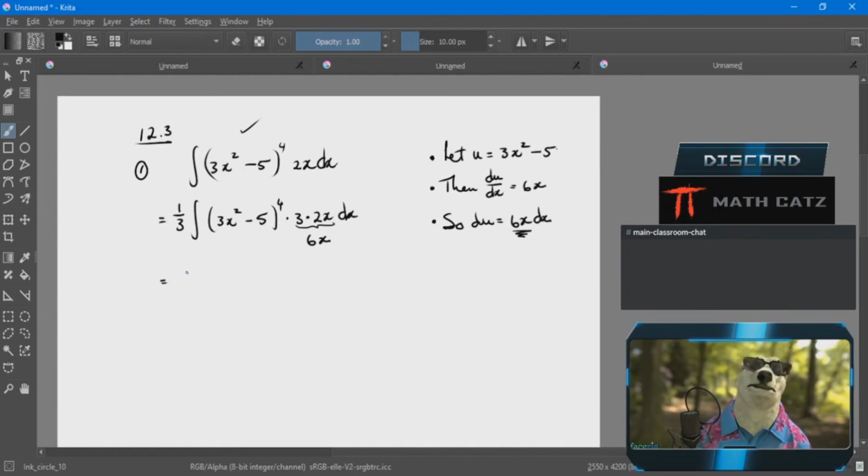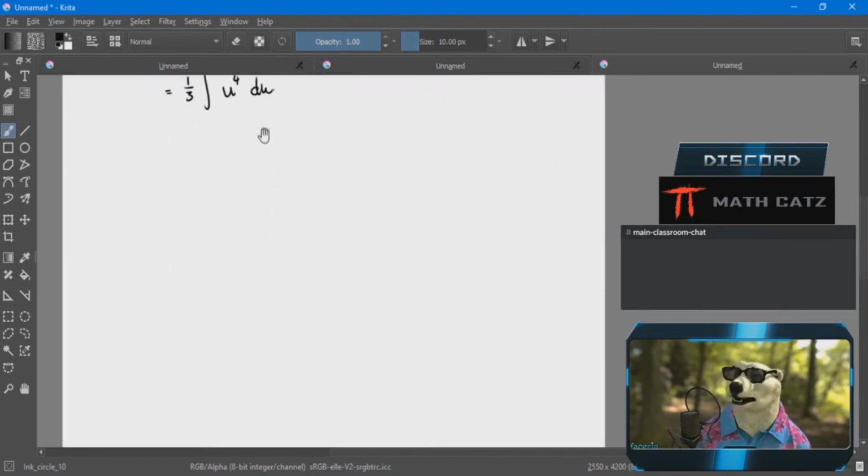So sometimes the numbers need a little tweaking in order for me to see exactly what this substitution key needs to see. So 1/3 integral of, it's going to become u to the 4. 6x dx is perfect to swap it out with a du. And I'm good to go. Now, when I look at this, I do not see anything else. It's as if this is a brand new antiderivative question.